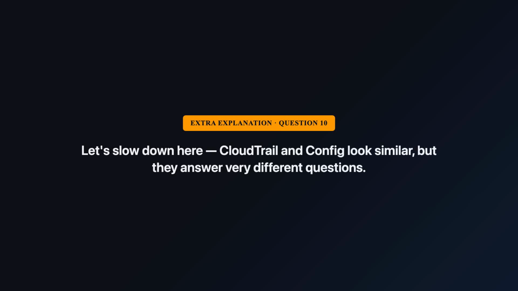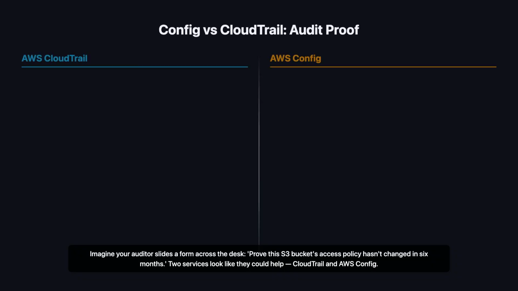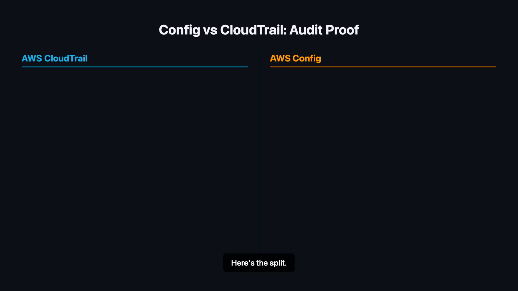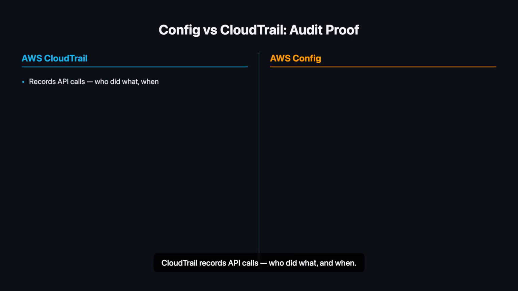Let's slow down here. CloudTrail and Config look similar, but they answer very different questions. Imagine your auditor slides a form across the desk. Prove this S3 bucket's access policy hasn't changed in 6 months. Two services look like they could help: CloudTrail and AWS Config. Here's the split. CloudTrail records API calls, who did what, and when.